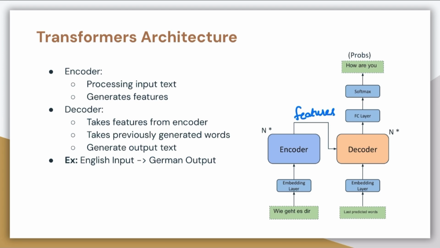So the decoder takes the last or previously generated words, and it also takes the features from the encoder, because if you are doing language translation, we need some information from the input to predict the next word. So it takes the features from the encoder, and at the same time the previously generated words, and generates the output text. Out of encoder and decoder, the encoder takes the actual input and the decoder is the one that predicts the text. This is the architecture. Now let's go deeper into this.